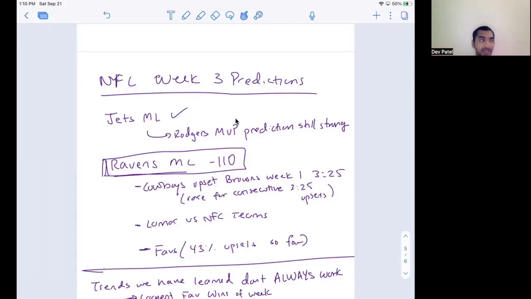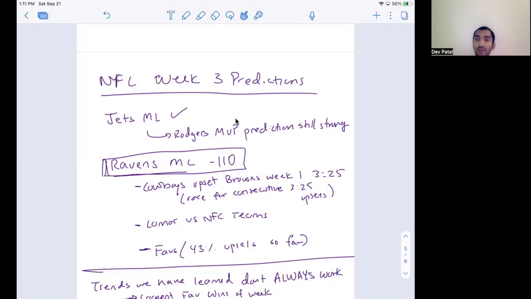Lamar versus NFC teams, I think he's like 10-1 maybe, or even perfect. I think he's only lost to one NFC team in his career, or it could have been perfect. Basically, the point is he's extremely dominant against NFC teams if you look at his record. And then favorites, this is one thing I'm keeping track of. The Ravens are favorites here, and so far we've had around 43% upsets. If that number was down to like 20% or 30%, then I would be a bit more hesitant, because that suggests that maybe more upsets are to come later on, maybe even this week.